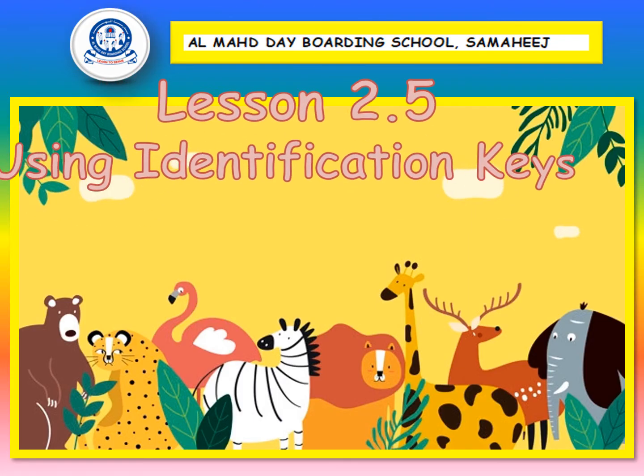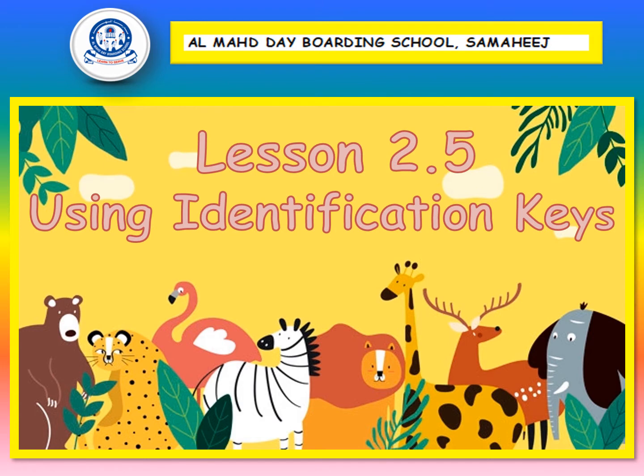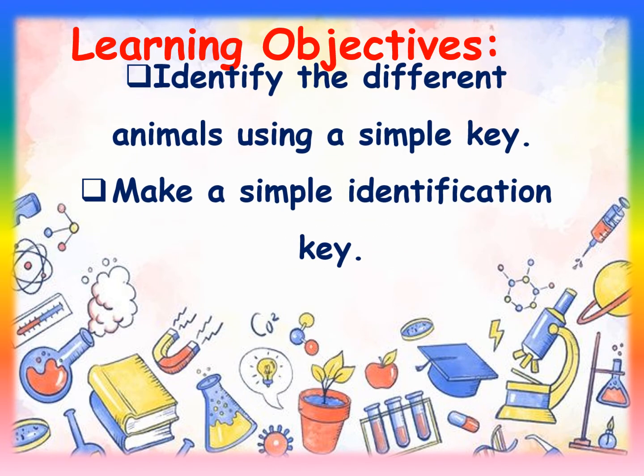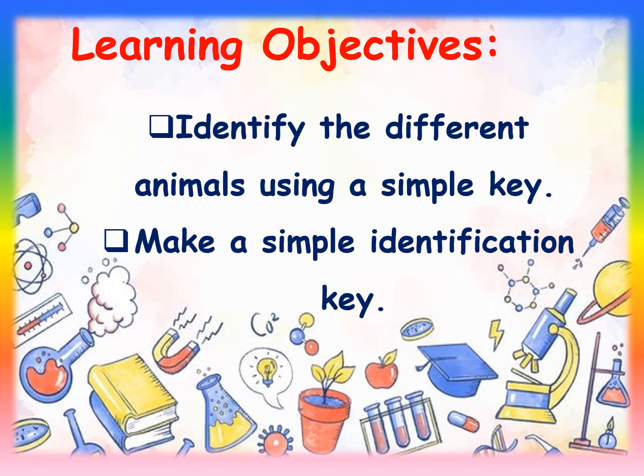Today, you will learn Lesson 2.5, using identification keys. In your student book, it is on pages 32 to 33. For the learning objectives of this lesson, first, identify the different animals using a simple key. Second, make a simple identification key. So at the end of this lesson, you will be able to identify the different animals using a simple key, and you can make a simple identification key.